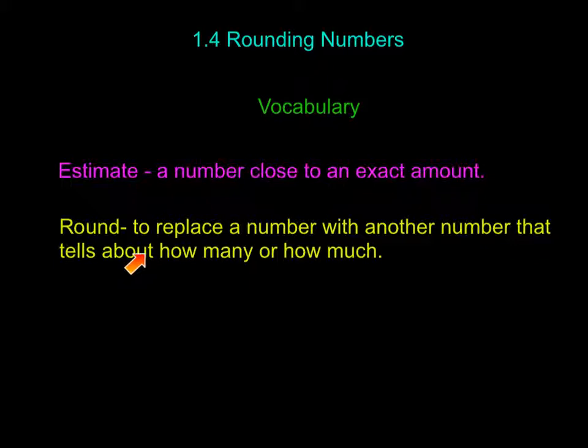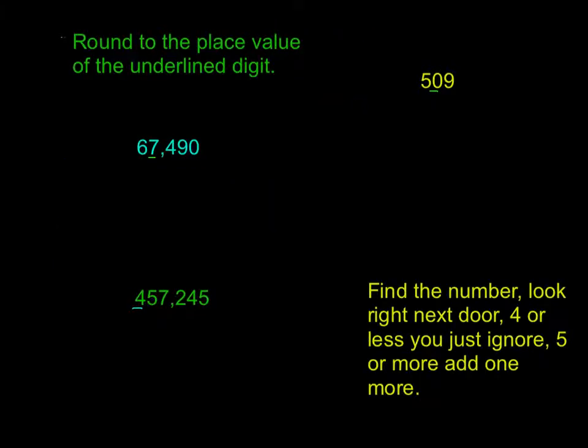A round is to replace a number with another number that tells about how many or how much something is. So it's not the exact number, but it's about or close to that number. On our first example here, we have round to the nearest place value of the underlined digit. As you can see, we have digits here. Digits form a number. Each single number in a larger number is considered a digit.